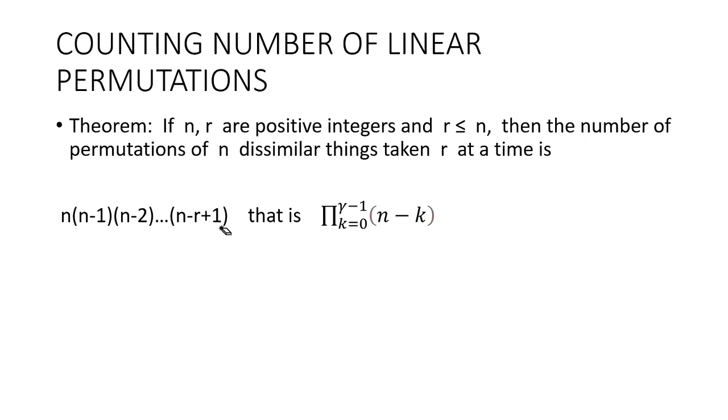In short, we can write this expression using this notation: product k equal to 0 to r minus 1 of n minus k. When k is equal to 0, you are going to get the first term. When k is equal to 1, you are going to get the second term. When k is equal to 2, you are getting the third term. When k is equal to r minus 1, you are going to get the last one, that is n minus r plus 1. So when k is equal to r minus 1, n minus (r minus 1) is going to be n minus r plus 1.